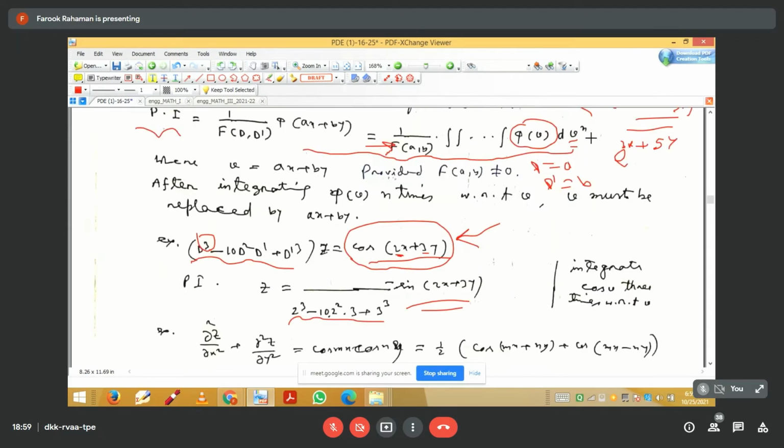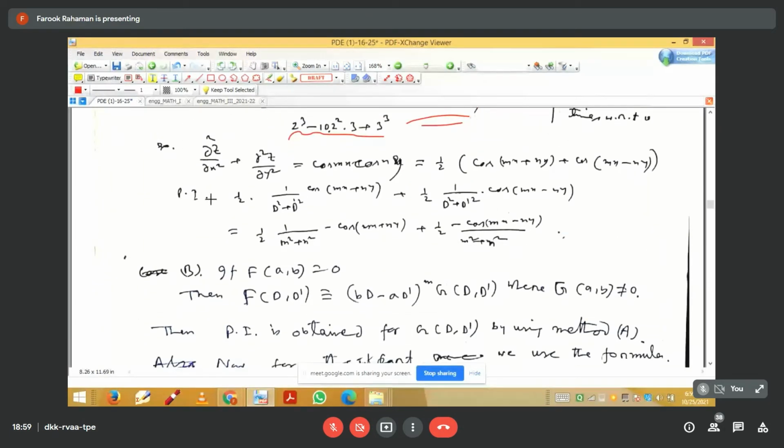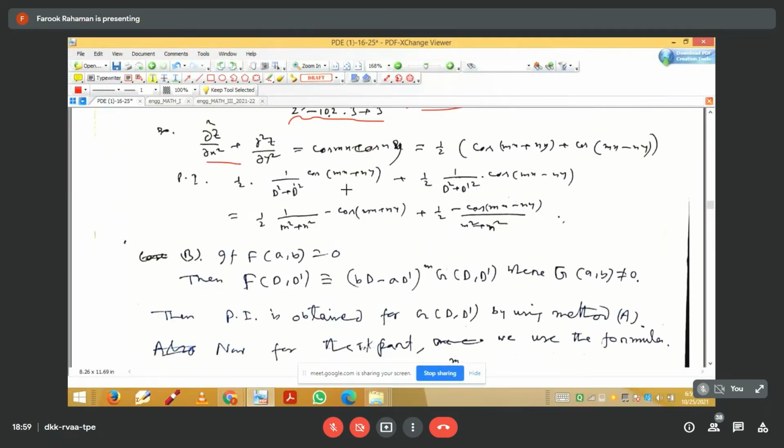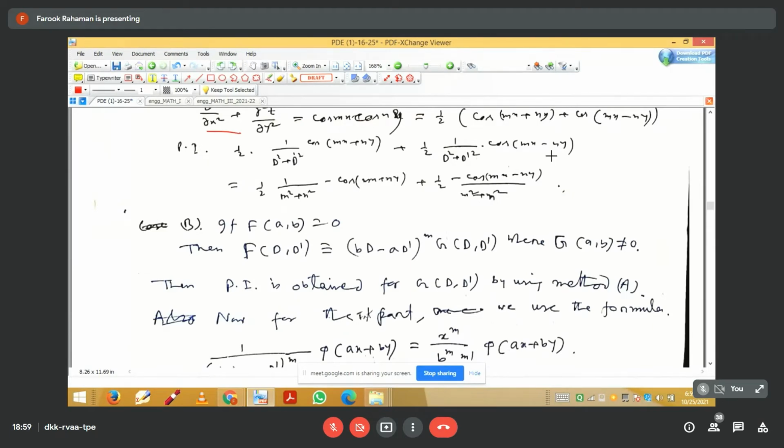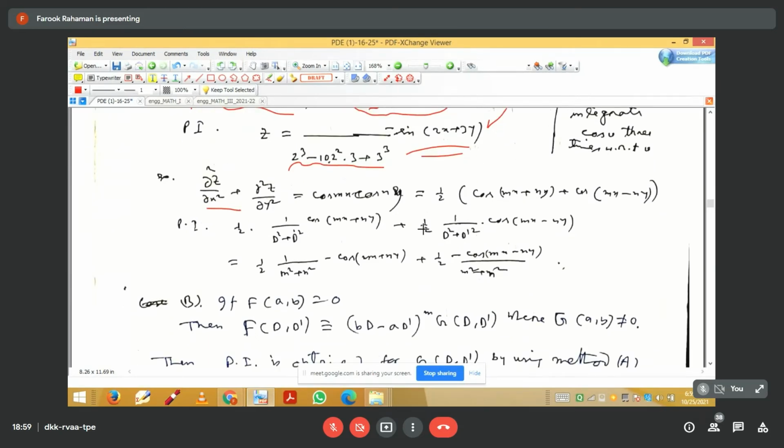If it is homogeneous of degree n, then you have to integrate n times. This is homogeneous of degree 3, so we have to integrate 3 times. Again, this is a homogeneous differential equation of degree 2, so in this case you have to integrate twice. In the previous one you integrated thrice, but in this case twice, and so on.